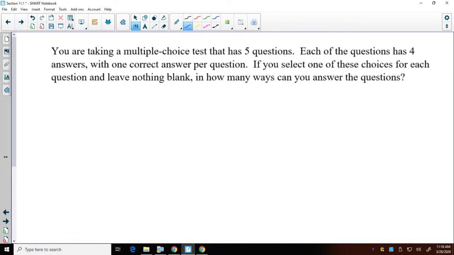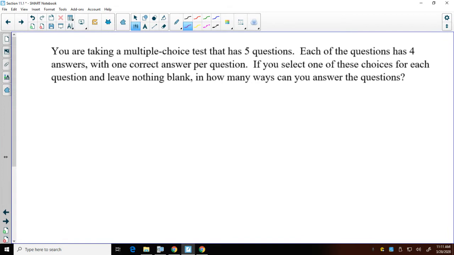Question 3. Now, this one's a little different. It's a little weird, because you are taking a choice test that has 5 questions. Notice there are your categories right there. You have 5 questions, so question 1 has its own set of options, question 2 has its own set of options, question 3 has its own set of options. You get the picture. It says each question has 4 answers, with one of them being correct, of course. If you select one of the choices for each question and leave nothing blank, in how many ways can you answer the questions?